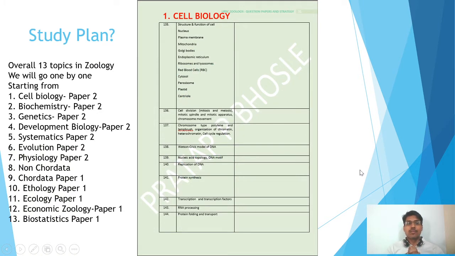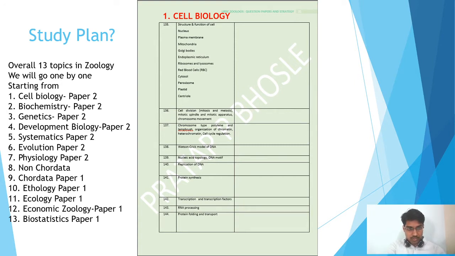So this is the study plan of how our lectures will go. Overall, I have made a pattern of all the zoology topics in the zoology syllabus. You might see that they are not according to the syllabus as given in the UPSC pattern. They have started with the non-chordates and chordates, and then ecology, ethology, all that. But what I suggest is that for anyone who has a zoology background or biology background or no background, it is better to start with the basic cell biology. So that's why I suggest you go with this pattern.